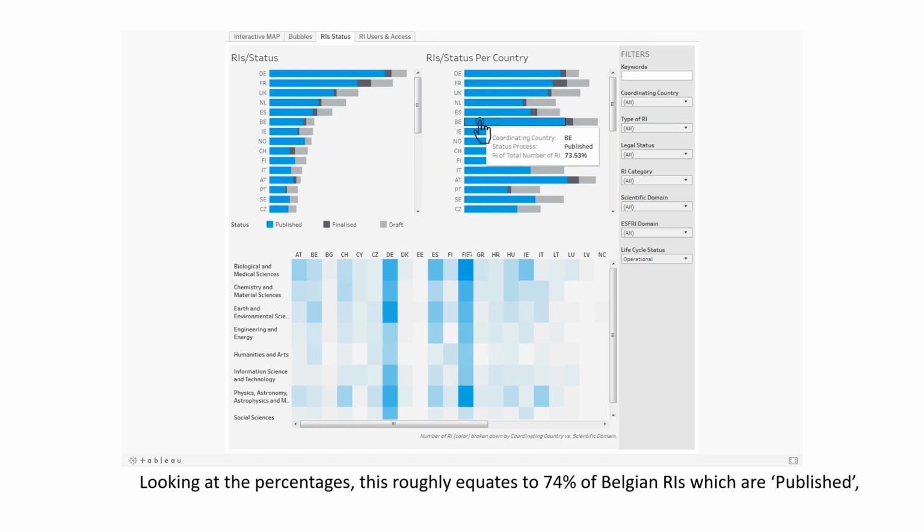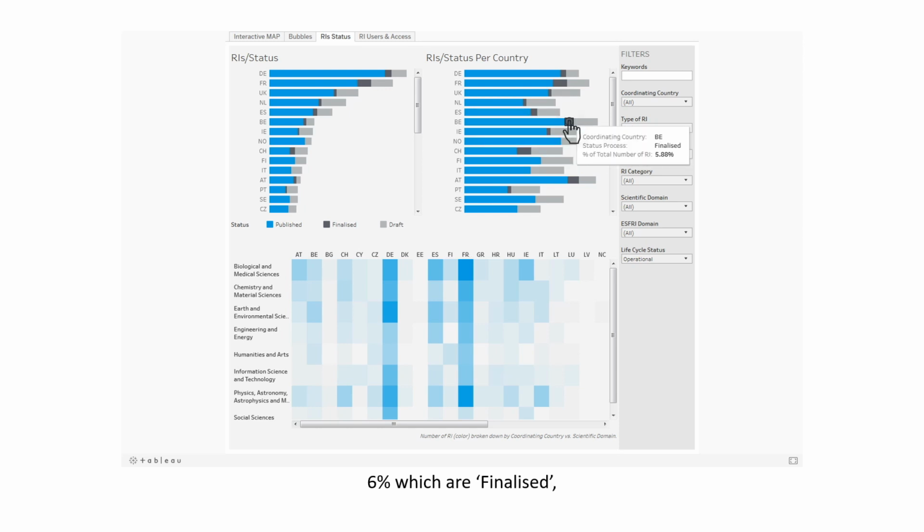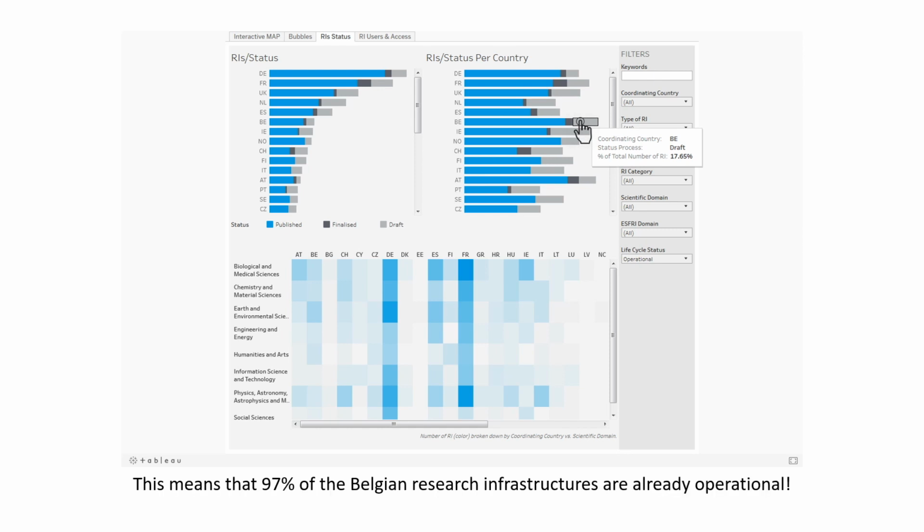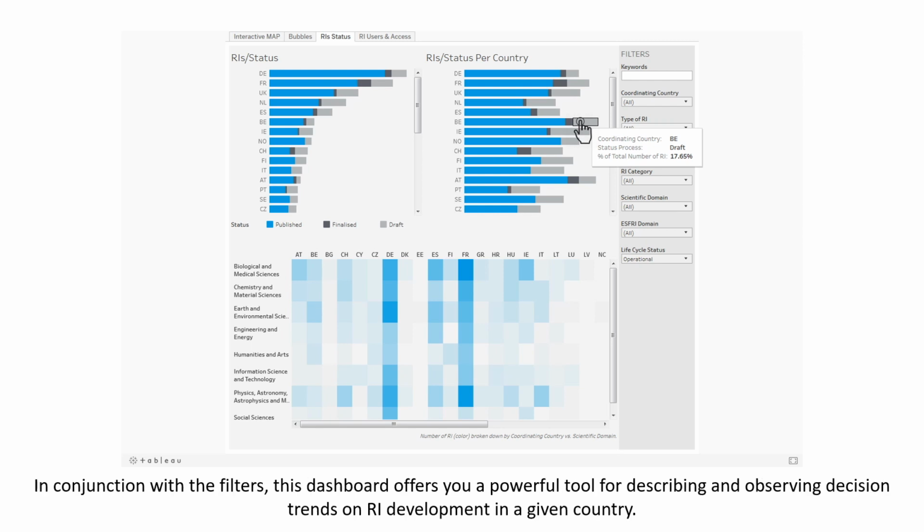This means that in total, MERIL holds information on 33 operational Belgian infrastructures. Looking at the percentages, this roughly equates to 74% of Belgian RIs which are published, 6% which are finalized, and 18% which are in draft status. This means that 97% of Belgian research infrastructures are already operational. In conjunction with the filters, this dashboard offers you a powerful tool for describing and observing decision trends on RI development in a given country.